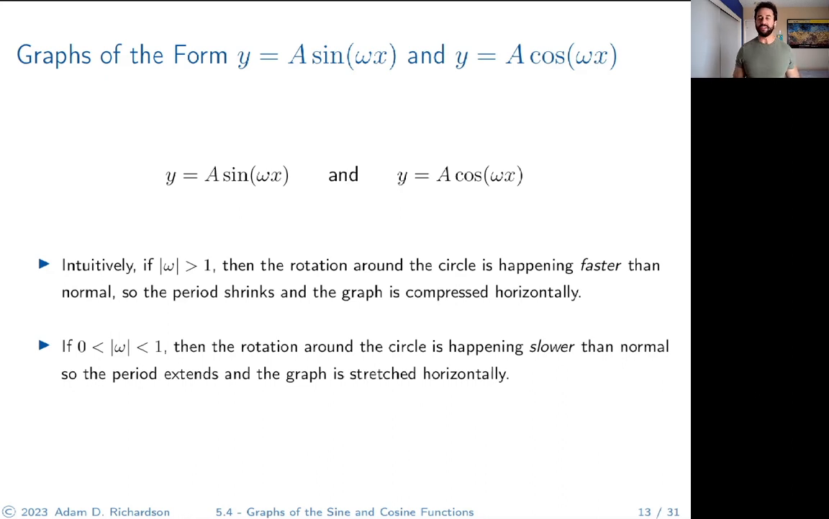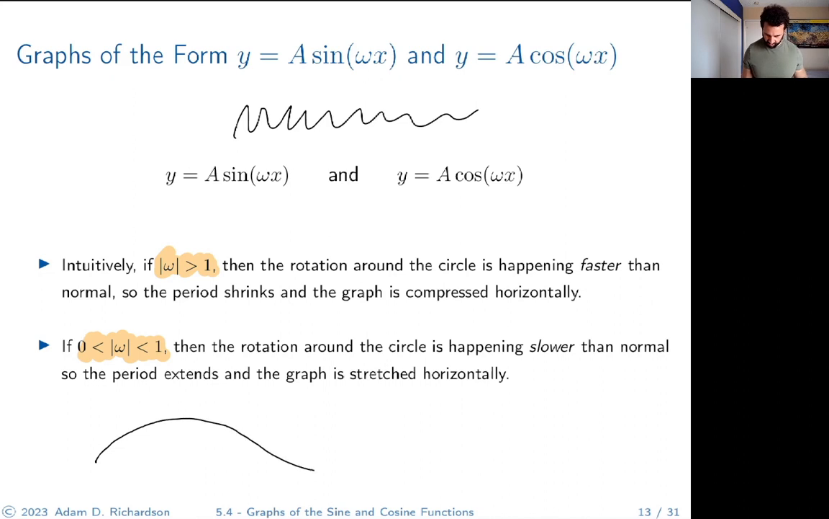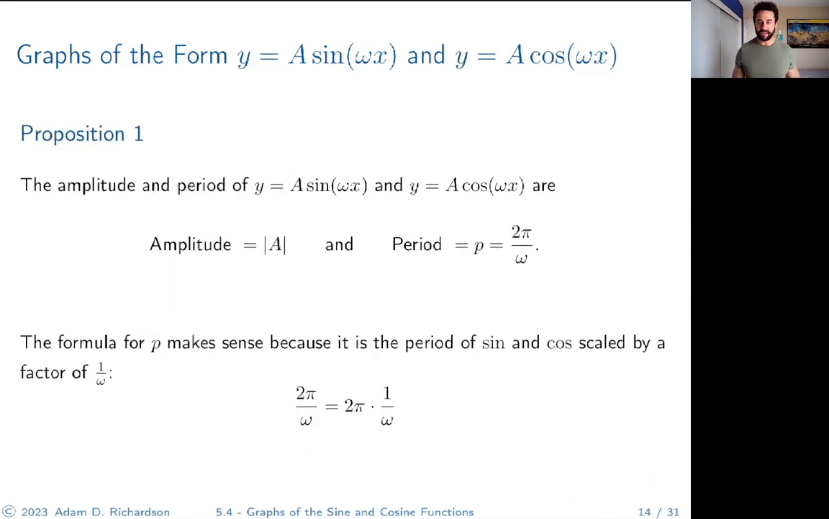This is essentially what I just said out loud: if omega is bigger than 1 in size, you're going to rotate around the circle much faster, so your graph is going to be much more rapid. But if omega is between 0 and 1 in size, then your graph is going to be stretching out. That's the idea. So let's check this out here.